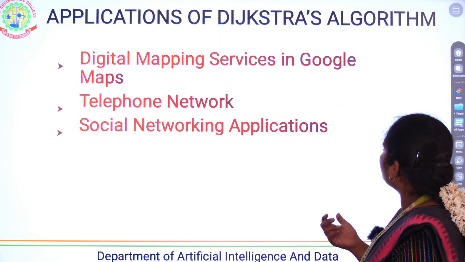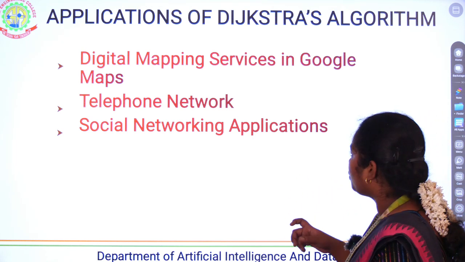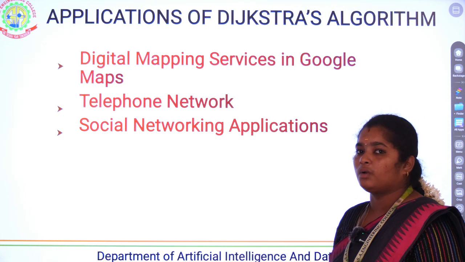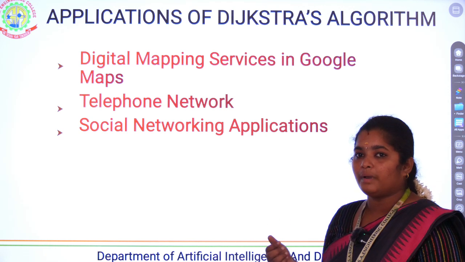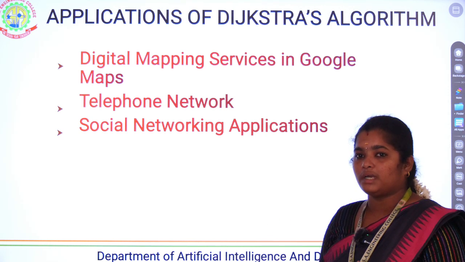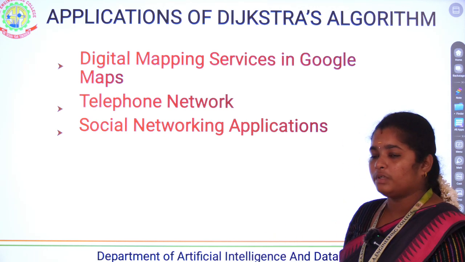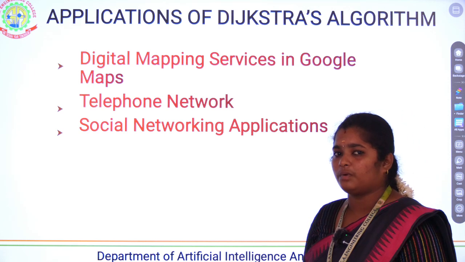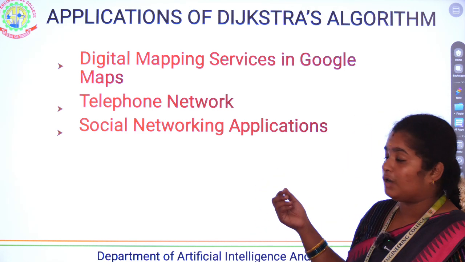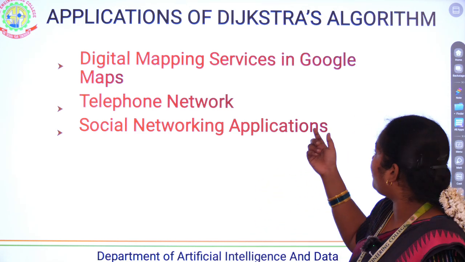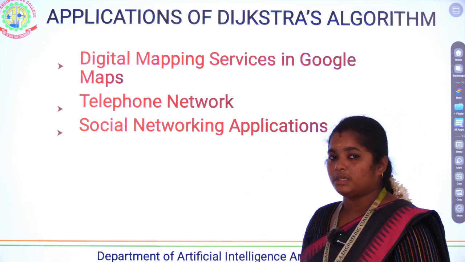Then these are the applications of Dijkstra's algorithm, where the first application is digital mapping services like Google Maps. For example, if we are going to a certain place, we need to find the shortest path. In Google Maps it will show various routes, either a longer route or the shortest path. Obviously we will choose the shortest path only, because we will be able to travel easily. That is how Dijkstra's algorithm is used in digital mapping services, to find the shortest path to travel between cities.